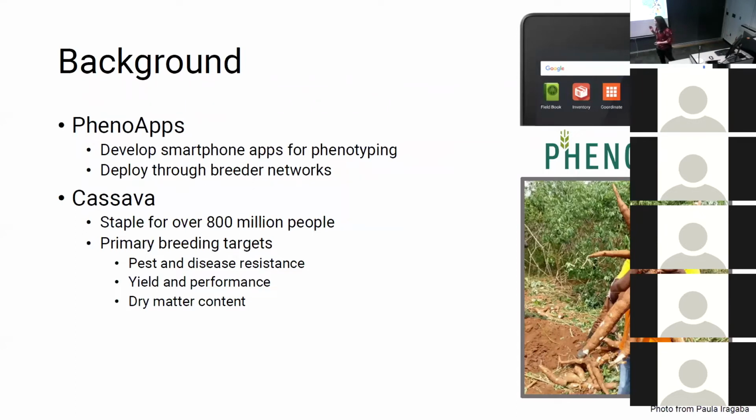Cassava is both an industrial and a food crop, and it's a staple for over 800 million people, especially in the tropics. Primary breeding targets of cassava are pest and disease resistance, yield and field performance, and dry matter content. Today, I'm going to be focusing mostly on dry matter content.